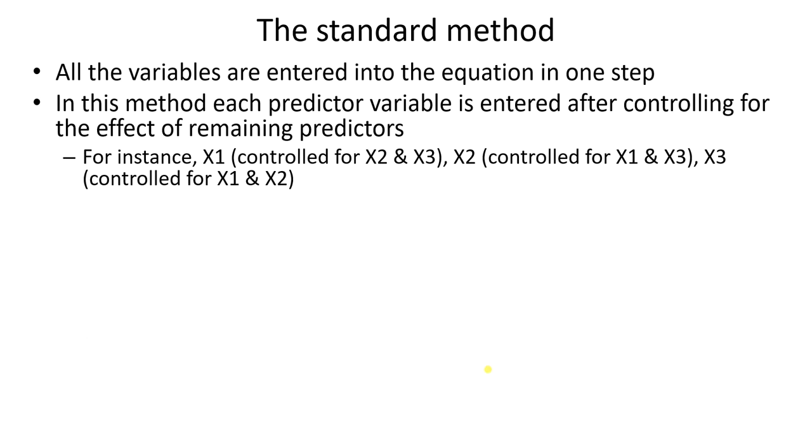So in this method, each predictor variable is entered after controlling for the effect of all the remaining predictors. So if you are entering x1 and there are three variables, say x1, x2, x3, then x1 will be entered after controlling for the effect of x2 and x3. x2 will be entered after controlling for the effect of x1 and x3. x3 will be entered after controlling for the effect of x1 and x2.